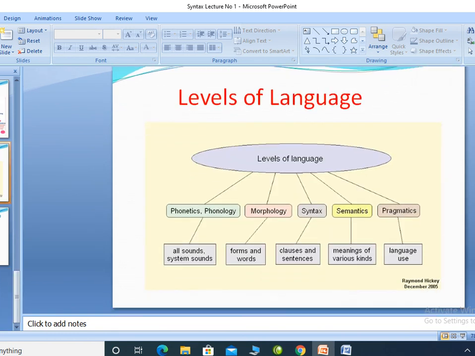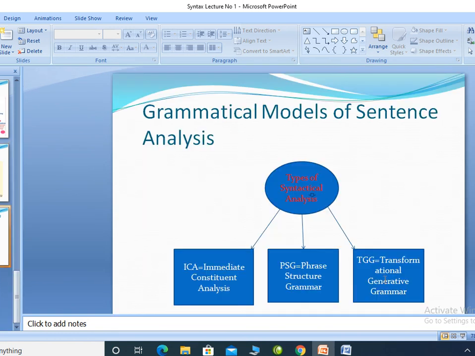The last point I would like to discuss with you is the grammatical models of sentence analysis. This is what I prepared for you. These are the types of syntactical analysis, and when we go further I will deliver lectures. We will analyze sentences through these 3 models: you see ICA, immediate constituent analysis, PSG, phrase structure grammar, and TGG, transformational generative grammar. So these are the different models of syntactic analysis.